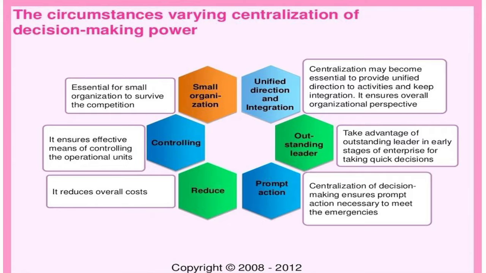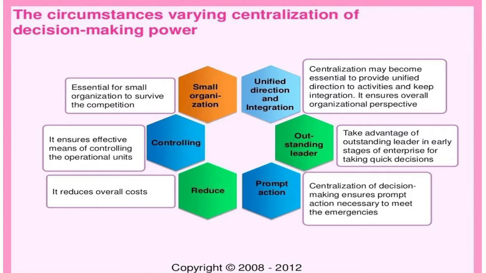Local companies and local business units vest their power with themselves for decision making, which gives them competition to the local market. Then unified direction and integration. Boss is the final authority. Centralization may become essential to provide unified direction to activities and keep integration. So all the people are under one person. That one person may be the owner sometimes, most probably for a small organization. It ensures an overall organizational perspective.